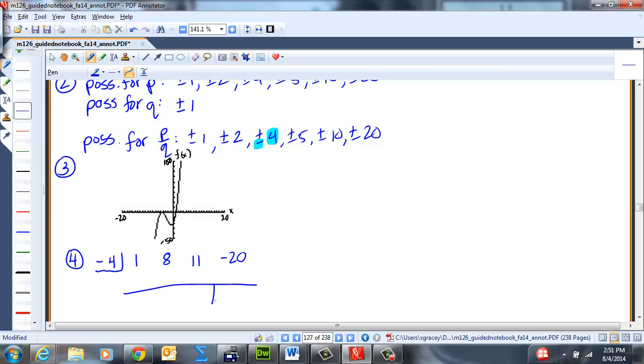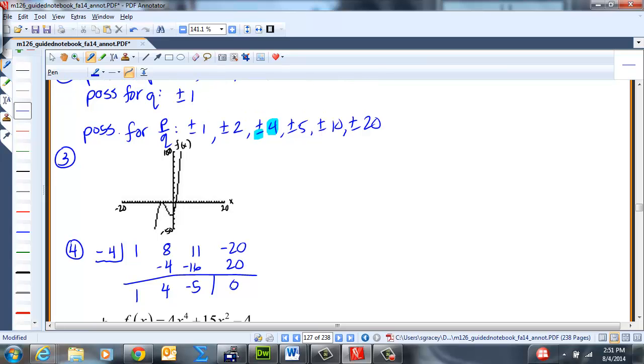And then bringing the 1 down, 1 times negative 4 is negative 4. 4 times negative 4 is negative 16, which would give us negative 5. Negative 5 times negative 4 is positive 20. So I got a 0 remainder. So that means that x minus negative 4, or x plus 4, is a factor of the original.